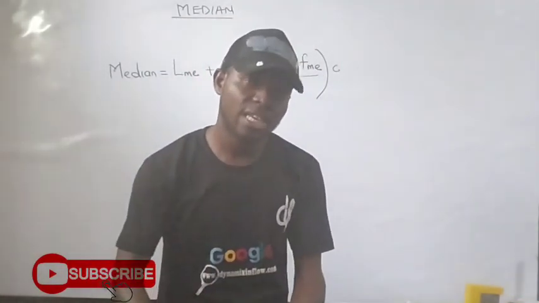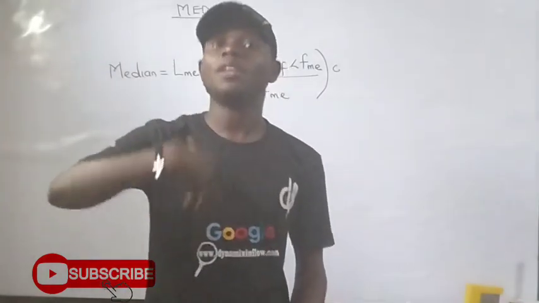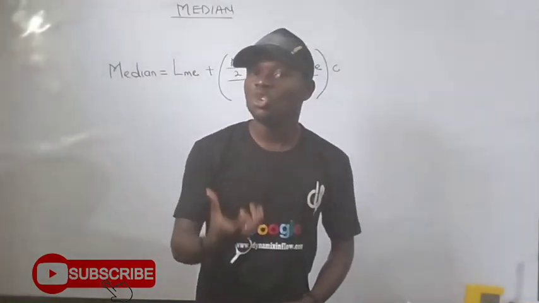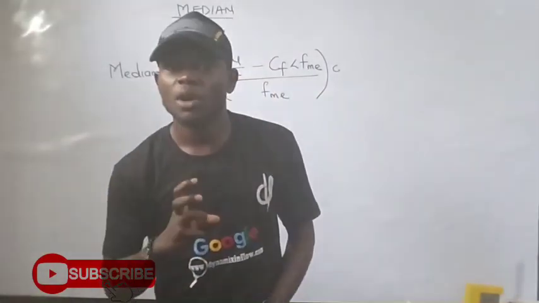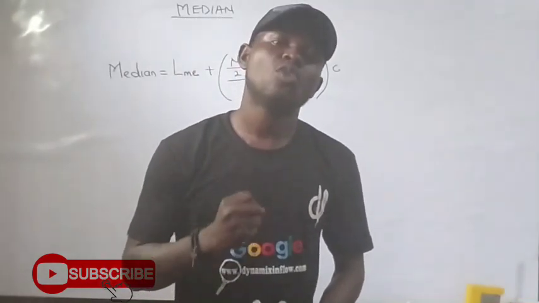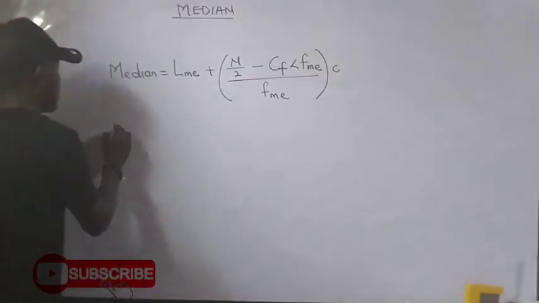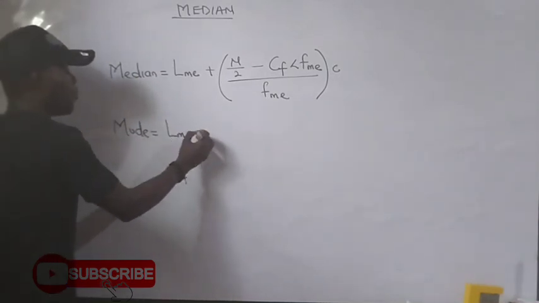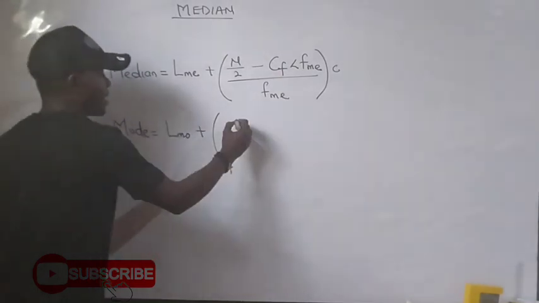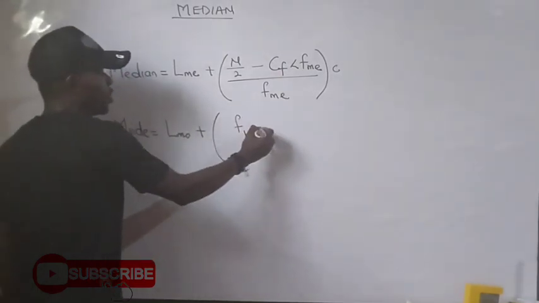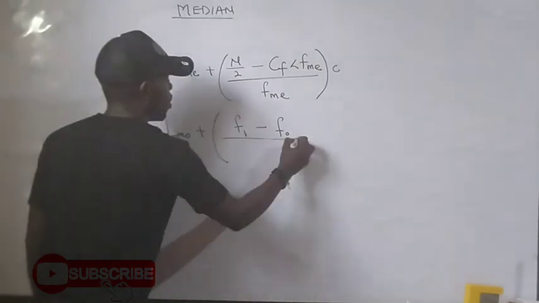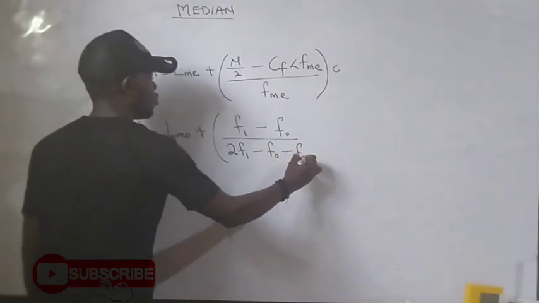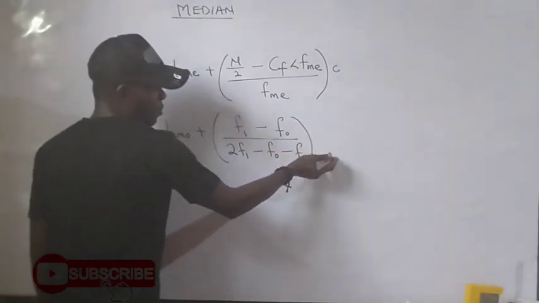That's how it is when dealing with ungrouped data. When I just look at the data and discover that a particular data appears the most, it becomes my mode. But when I am dealing with grouped data, I need to consider another formula. The formula for the mode of grouped data is given as: mode equals LMO plus, open bracket, F1 minus F0, all over 2F1 minus F0 minus F2, all in brackets.